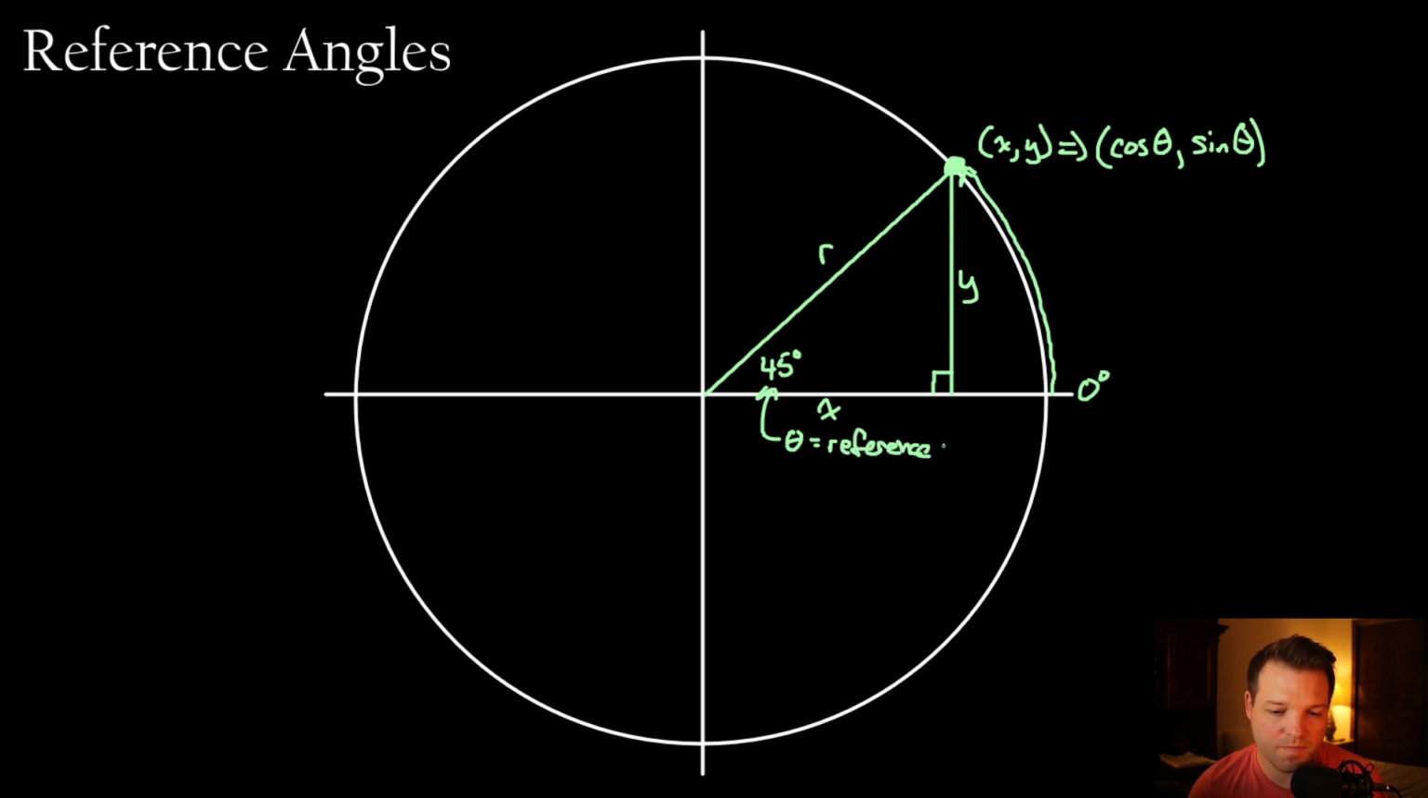So let's define the reference angle, because it may not be exactly what you think. You might think originally, well, if this is the initial side along the x-axis here, and this is the terminal side, then it must be the angle between the initial side and the terminal side. That's actually not the case.